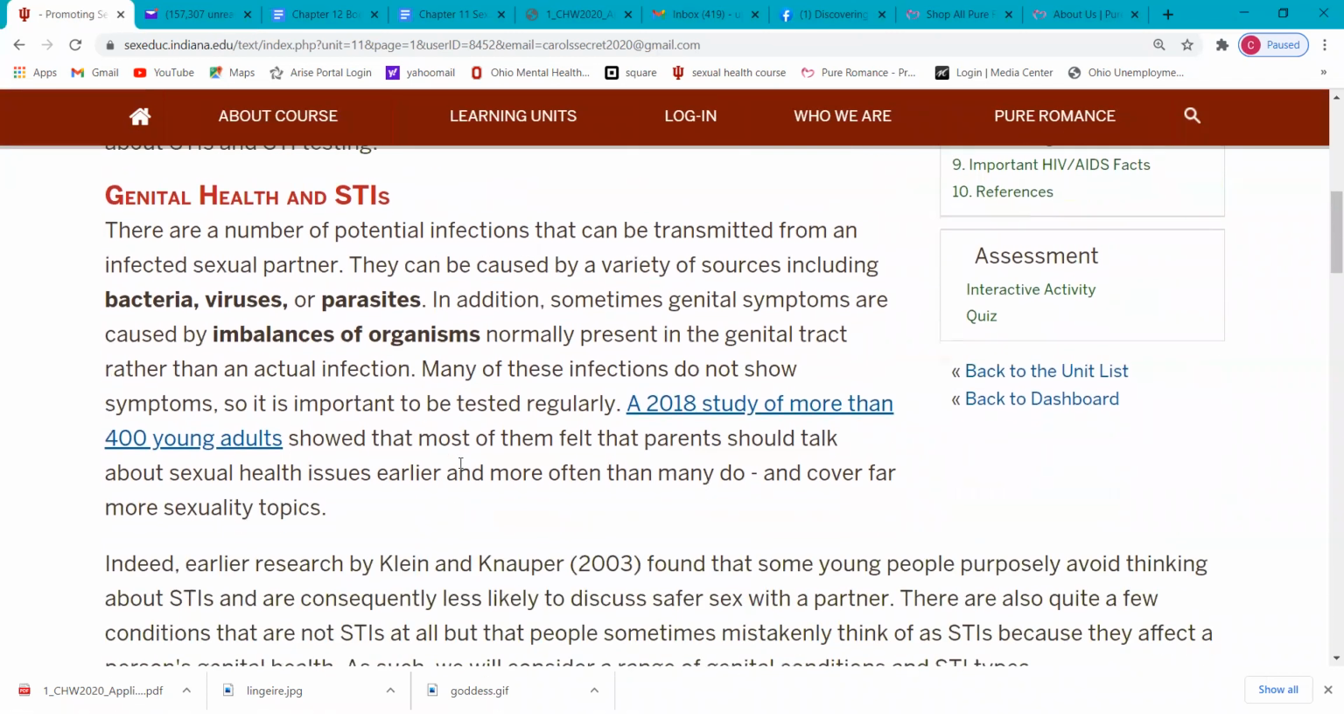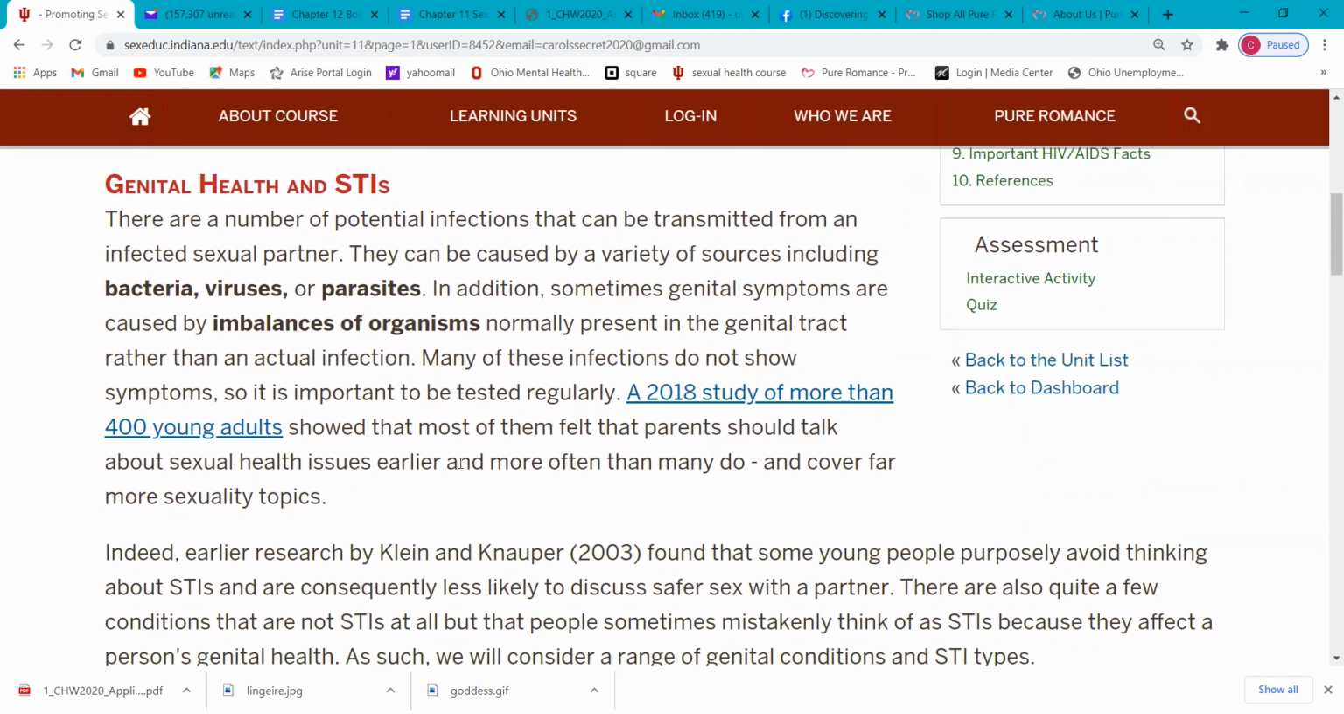So for genital health, there are a number of potential infections that can be transmitted from an infected sexual partner. Now, they can be caused by a variety of sources, including bacteria, viruses, or parasites. In addition, sometimes genital symptoms are caused by imbalances of organisms normally present in the genital tract, rather than an actual infection.